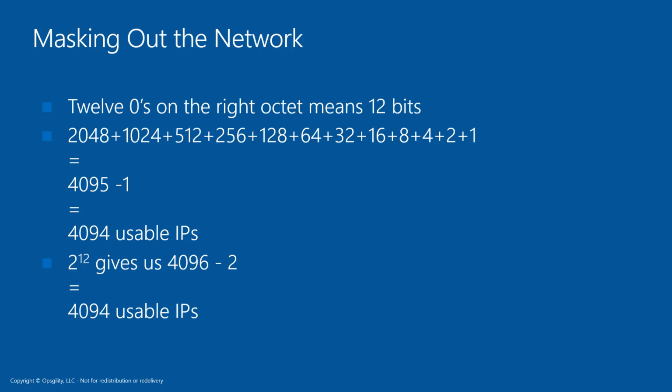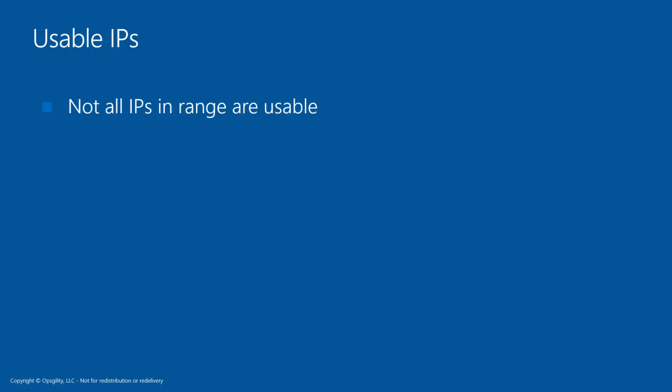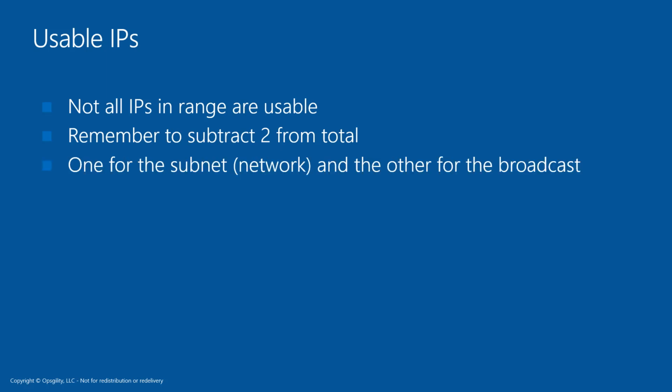If we instead decide to use binary, we use 2 to the 12th power, it gives us 4096. And we subtract 2, and we get 4094. So once again, we have the same amount of usable IPs, whether we go to the power of 2 or just add up all the zeros. Not all IPs in a range are going to be usable for hosts or endpoints. Remember to subtract 2 from the total if you're adding up using binary. 1 for the subnet, also called the network, and the other one for the broadcast.